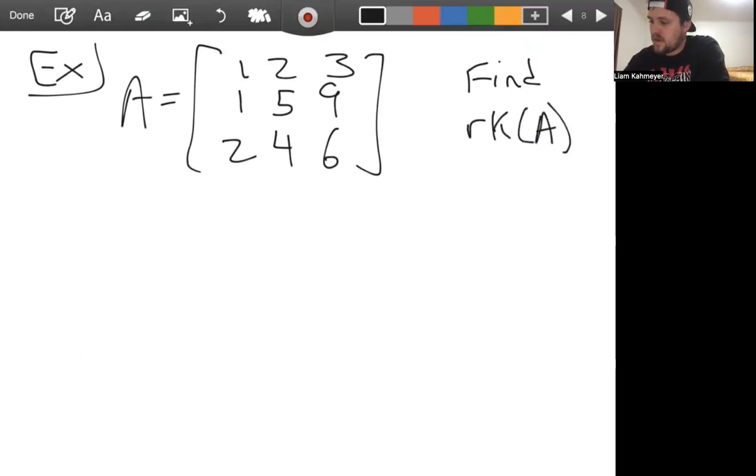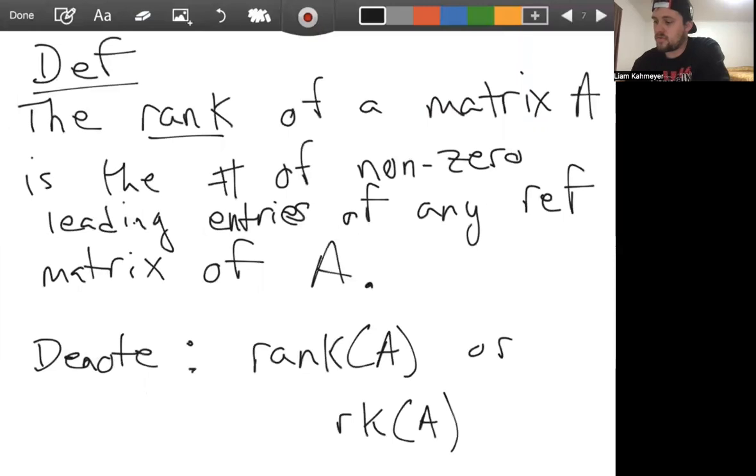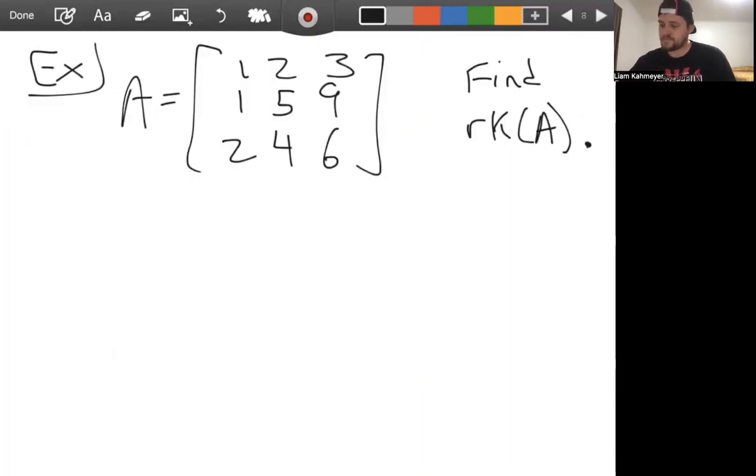Well, how would we do this? We first need to get to a row echelon form of the matrix, or reduced row echelon form. It doesn't matter, right? Reduced row echelon form is a row echelon form of the matrix. So let's get this into row echelon form here.